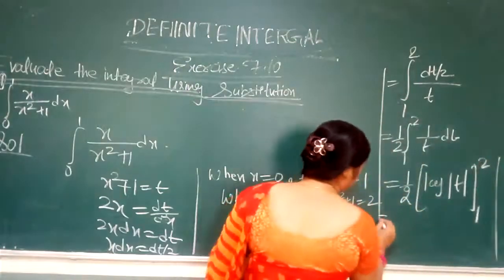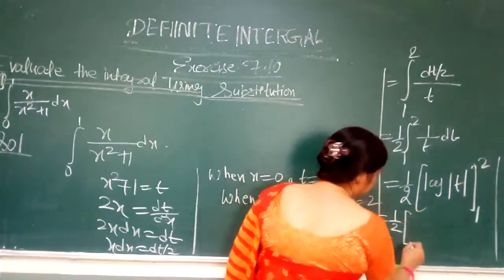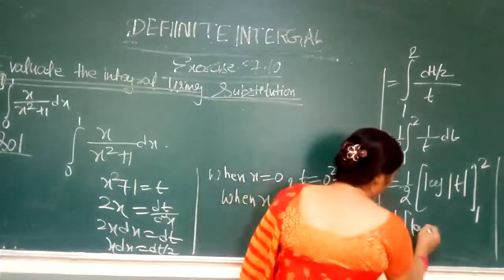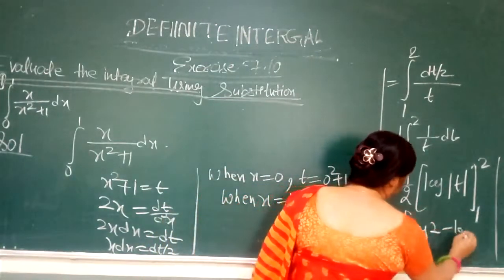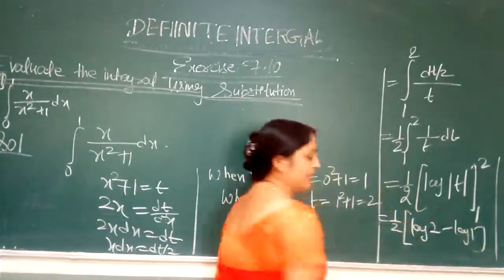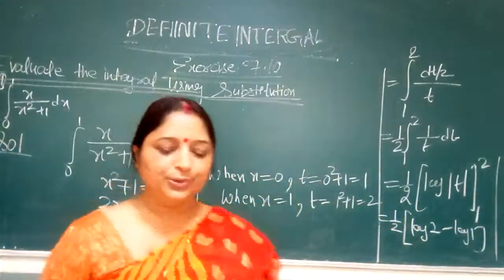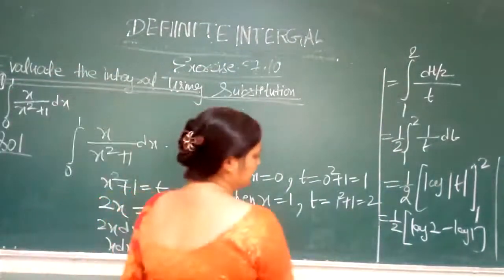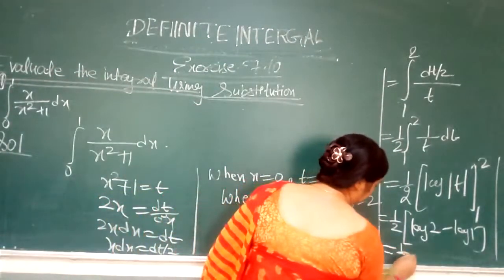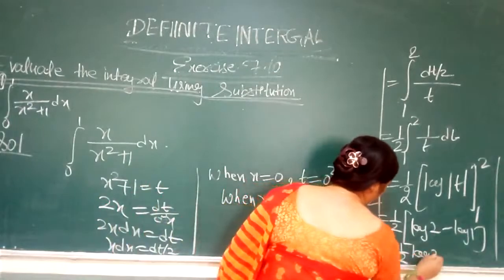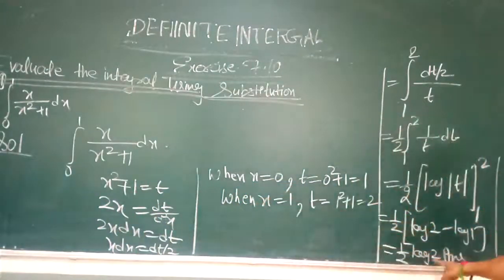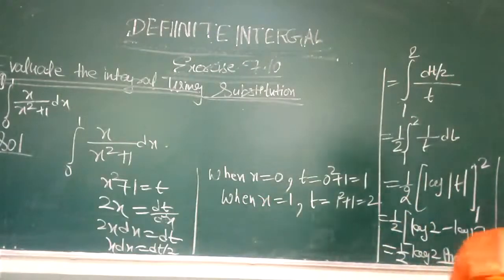After this step we will apply the limits. So 1 by 2 is outside the integration. It will come log 2 minus log 1, upper limit minus lower limit. And you know that the value of log 1 is 0. So what is the answer? 1 by 2 log 2. So this is the required answer of this question, that is half log 2.